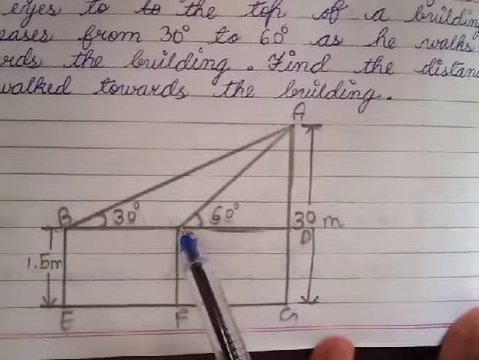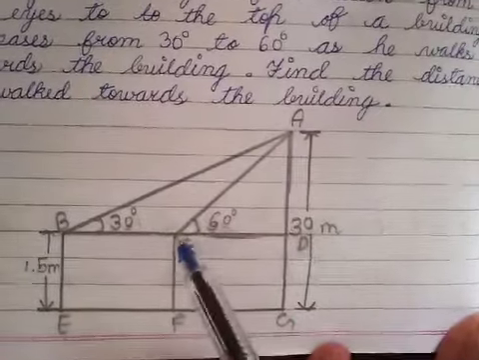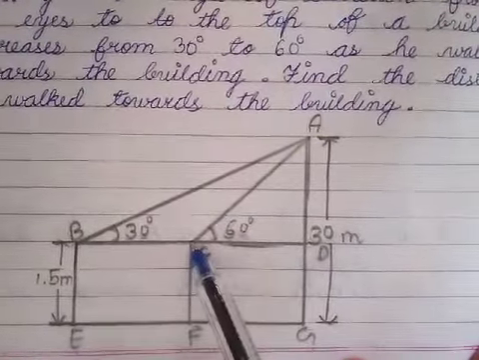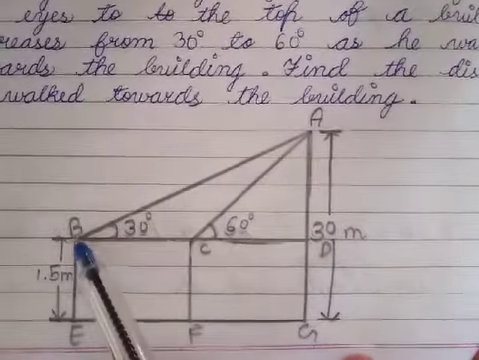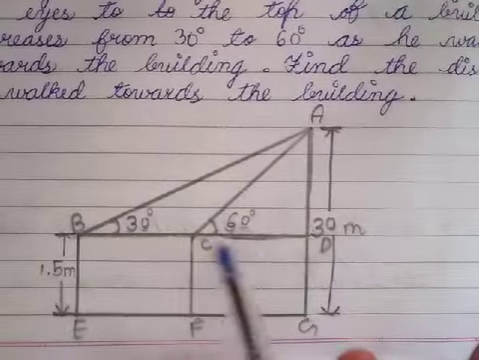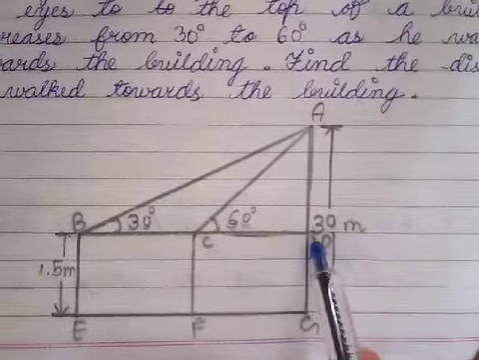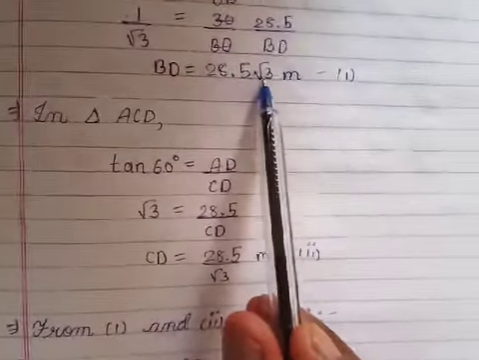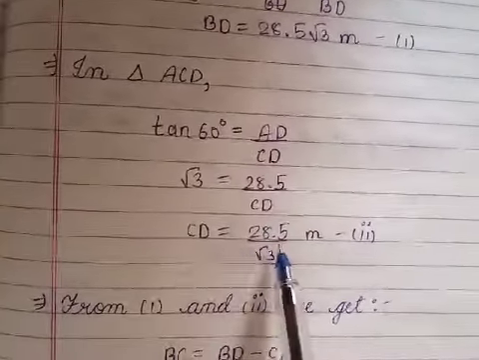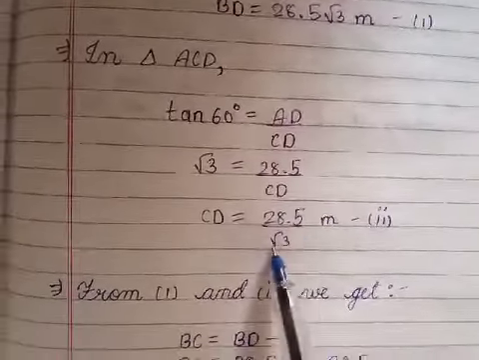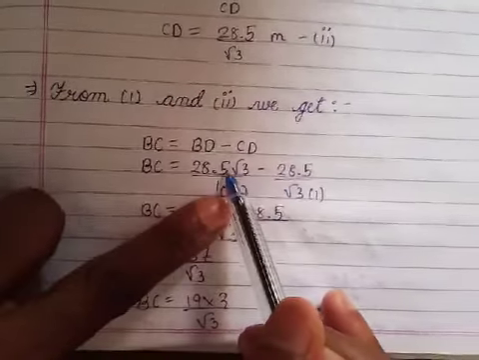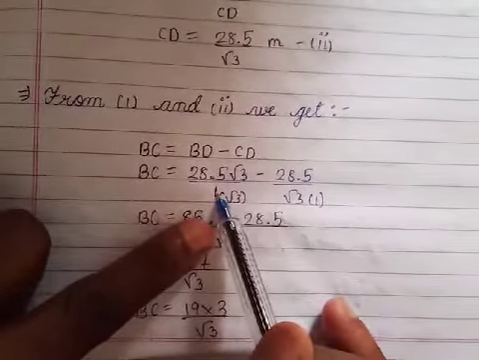So he walked from B to C, and he started observing from here to the top of the building. So BC is the distance. So BC is BD minus CD. So BD is 28.5 root 3, and CD is 28.5 upon root 3. So from first and second, BC will be BD minus CD. BC is equal to 28.5 root 3 upon 1 minus 28.5 upon root 3.